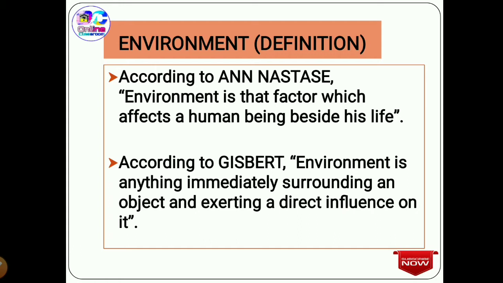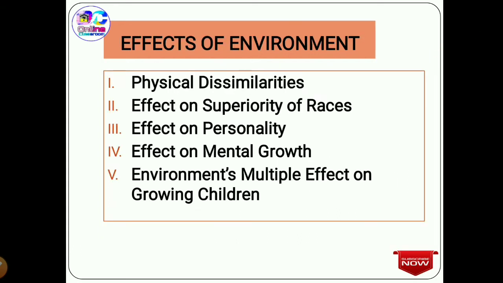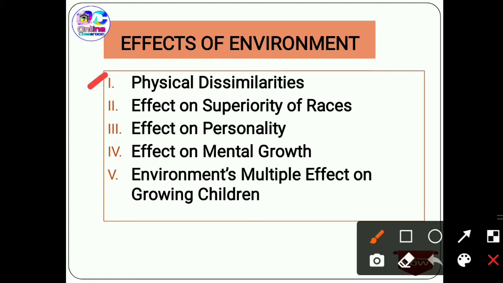Now, talking about the effect of environment, there are physical dissimilarities, affecting superiority of race, affecting personality, affecting mental health, and affecting the multiple effect on the growing children. Now we're going to talk about each and every effect in detail. The first one tells us about the physical dissimilarity. Here we talk about how it is mostly hereditary, but the environment affects it, since a change in the place affects a person's physical structure.